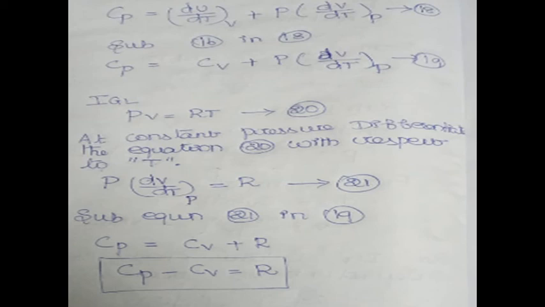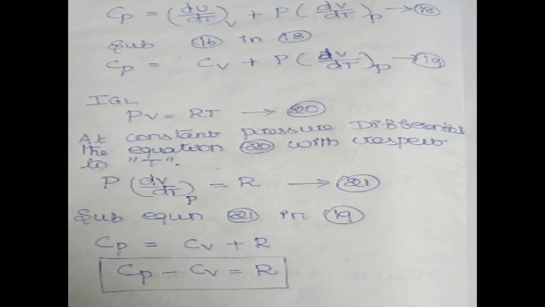For the ideal gas law, PV is equal to nRT, where n is equal to 1 kilomole. So that's why PV is equal to RT. This is the 20th expression. At constant pressure, differentiate equation 20 with respect to temperature. So this is the final expression, P into dV by dT at P. Are you clear? Okay.